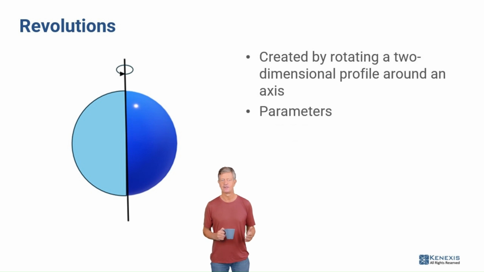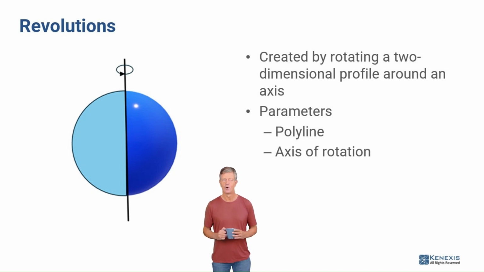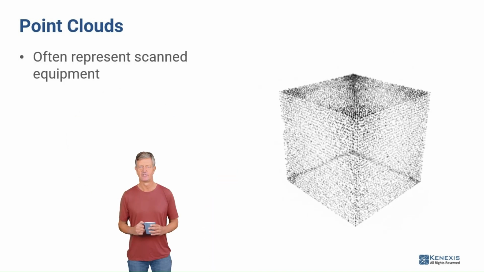To use this method, you first define a 2D cross-section of the object, which is often a polyline. This profile is then revolved around a specified axis of rotation, creating a solid. One can control the angle of rotation to create a full revolution, which would be 360 degrees, or a partial one. The next method of 3D modeling is a point cloud.